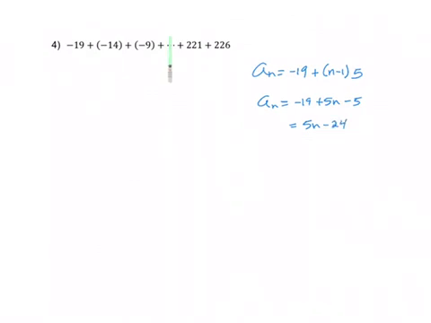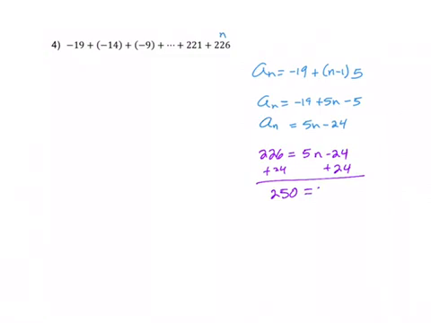But in this case, I have a lot of numbers or terms in between. So I need to find the n value, what position is the 226, right? So I'm going to substitute into that same equation. So 226 equals 5n minus 24. Add 24 to both sides, so this is 250 equals 5n. I'm going to divide by 5. So n is 50. So that means that 226 is in the 50th position of that arithmetic sequence.